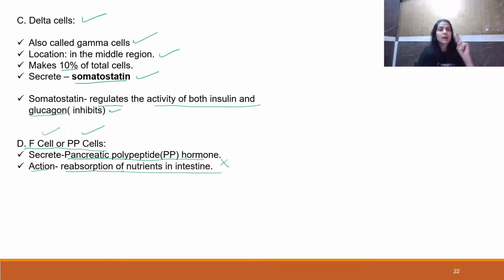We are done with all four types of cells of the pancreas: alpha cells, beta cells, delta cells, and F cells. Alpha cells produce glucagon, which increases blood sugar level. They are 25% of the cells, the largest cells, present on the periphery. Beta cells produce insulin, which decreases the blood sugar level. They are 60 to 65% of the cells, in the middle region of the islets of Langerhans, right? They are small cells. Delta cells, again present in the middle region, are 10% of all the cells and produce somatostatin, which regulates the activity of both insulin and glucagon. Last one, F cells or PP cells.